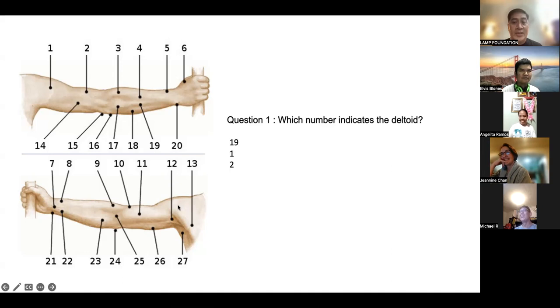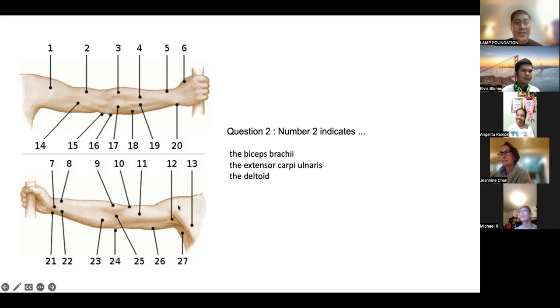Okay, which number indicates the deltoid? Number 1. Yes, very good. Number 2 indicates?